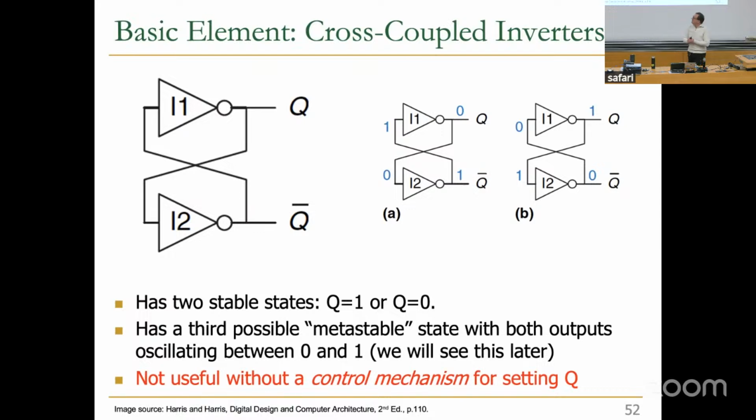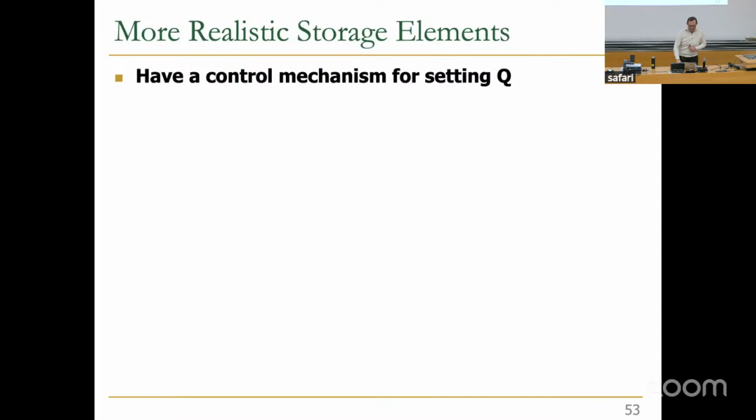Now, the problem I see here is, how do I set Q? There's no way I can actually change Q, right? Unless I physically do something to the wire. There's no input over here. Basically, it's not useful. Even though it is the most basic sequential storage element, it's not useful because we don't have a control mechanism for setting Q. Now, we're going to build that control mechanism. It will also have a metastable state, and we're going to try to avoid that, and we'll keep adding complexity, as you will see. So basically, more realistic storage elements have a control mechanism for setting Q.